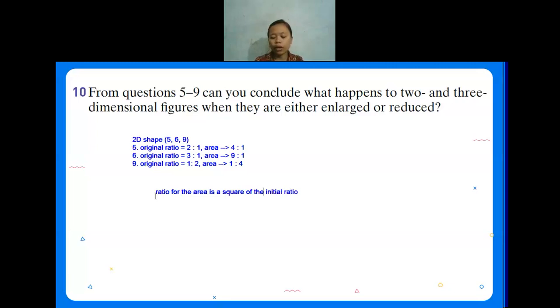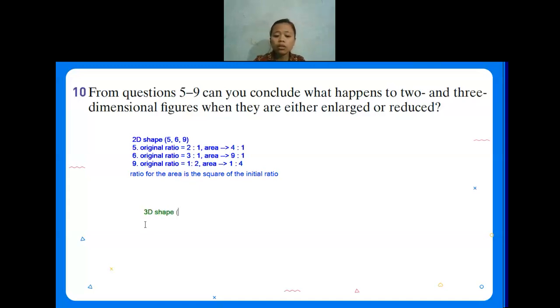Is there anyone having any question or getting confused if I make this conclusion? Is there anyone? No? Yeah, no one tells me anything, so I will move to the 3D shape. Is there someone going to tell me anything? Ezra or anyone? Hello? No? Okay.